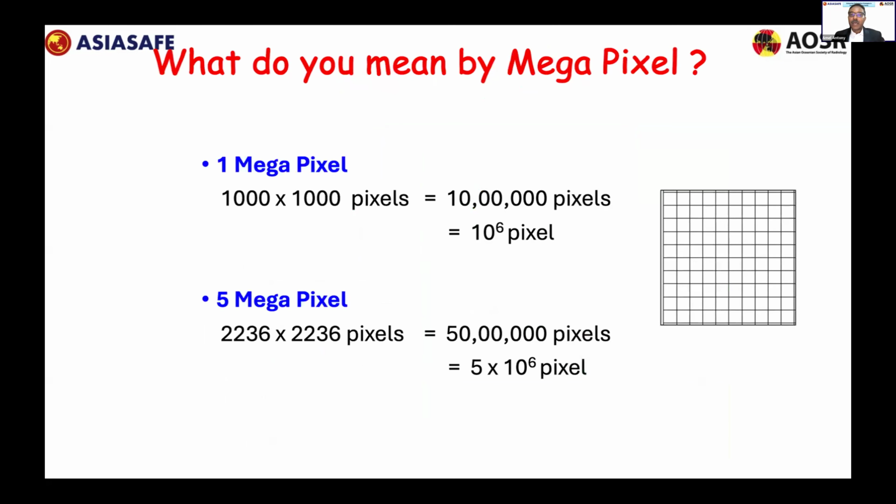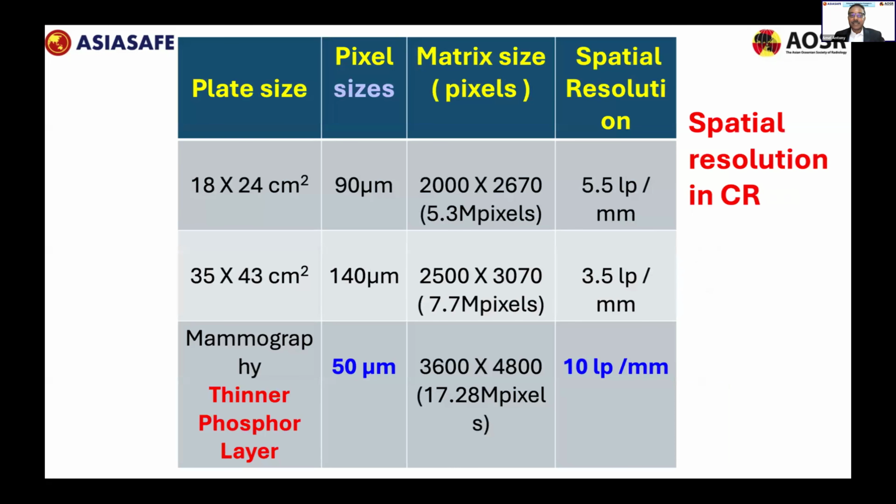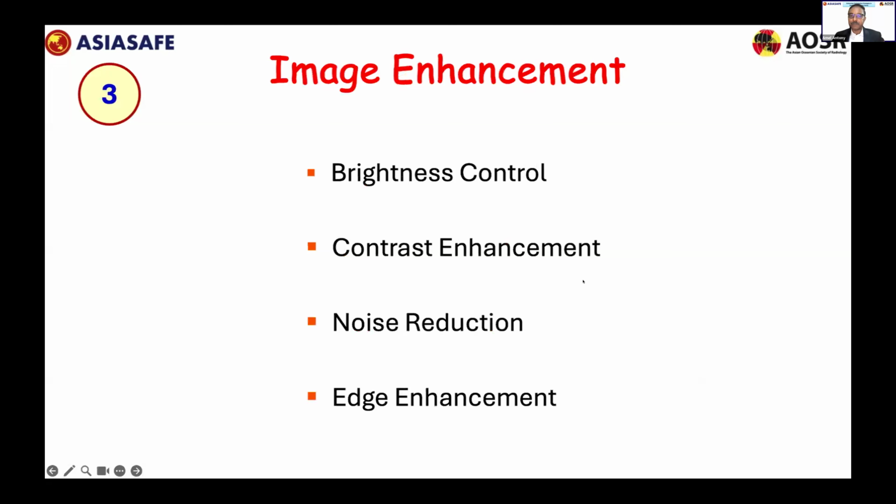And also, that is a comparison where we can see that with mammography, thinner phosphor layers, we have 10 lines per millimeter, while in the routine other images, we have 5.5 or 3.5 lines per millimeter.